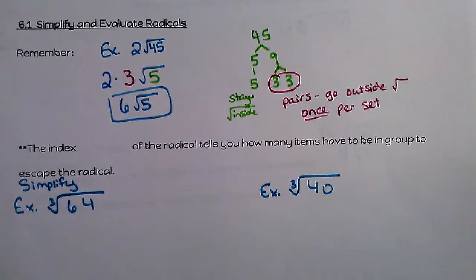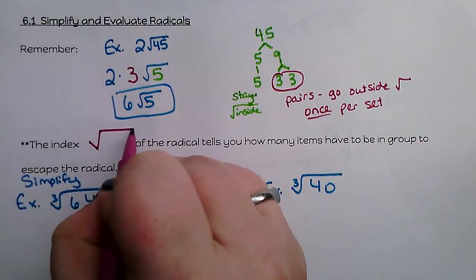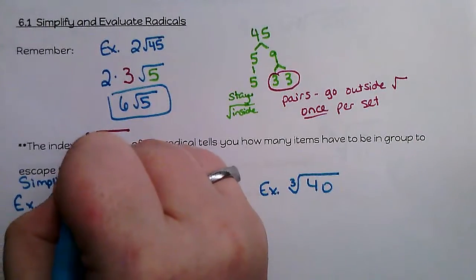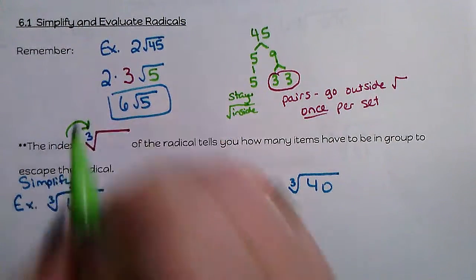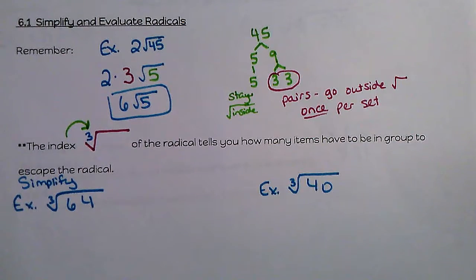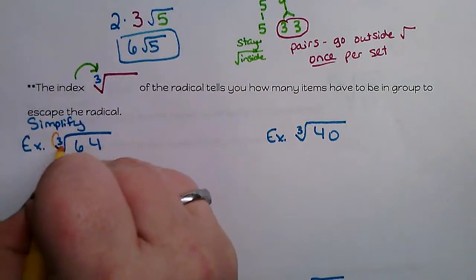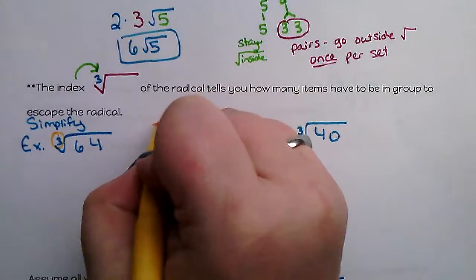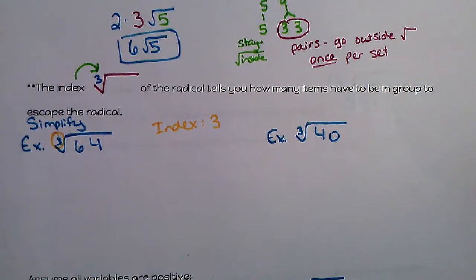So when you have a radical, let's say I have a radical that looks like this, the index right there, that little number in kind of the armpit of that radical, tells you how many items have to be in a group to escape that radical. So every time we do one of these, the first thing we are going to do is circle that index. Circle that index, and you can write yourself a note what that index is. Circle that index so you know what it is.